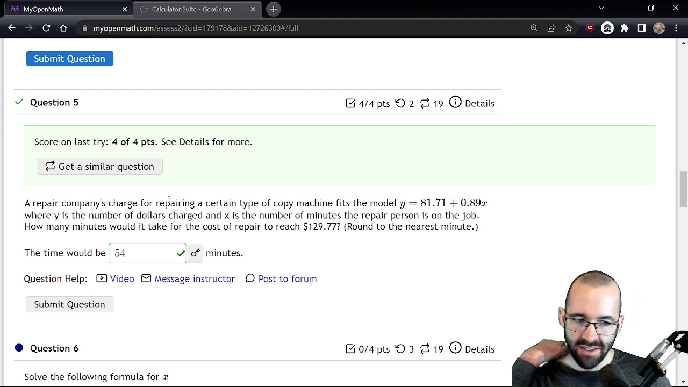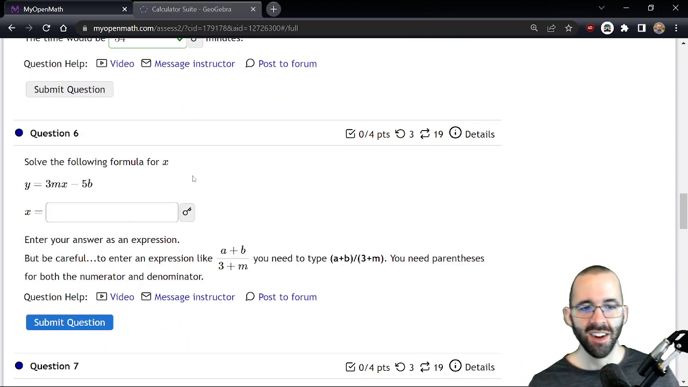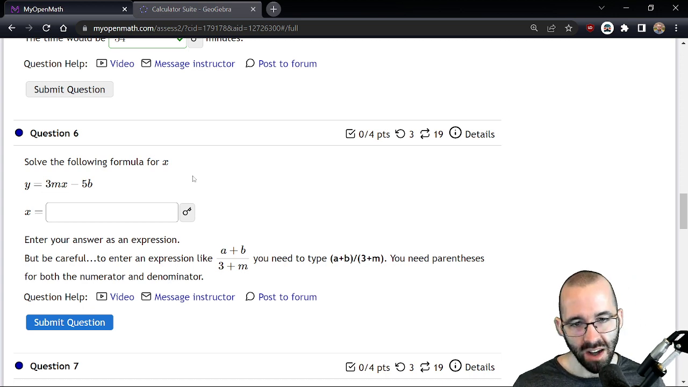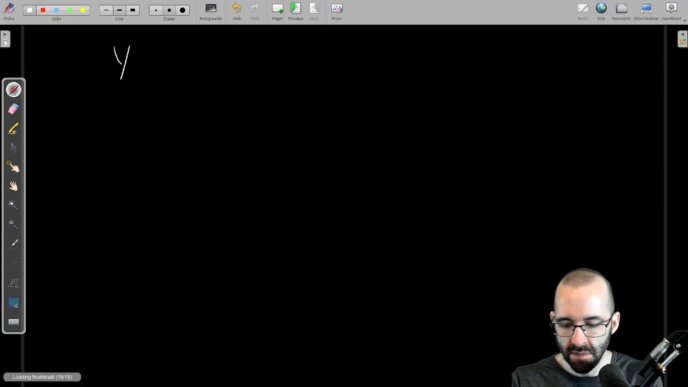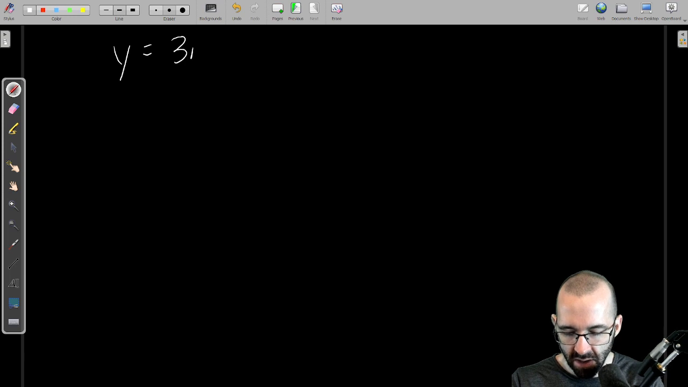All right. Let's do one or two more examples. Probably two. These next ones are tricky, so I'll give you two probably. Solve the following formula for x and be careful how you write your answer. Do we know that y is 3mx minus 5b?